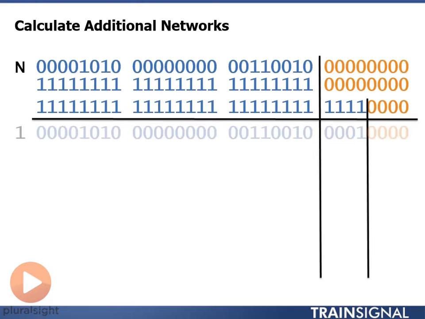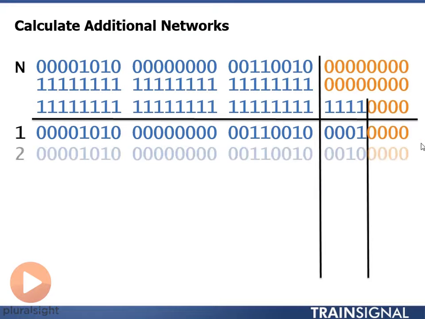I can then calculate additional networks. So here I'm going to calculate network 1. Now I have 4 bits in my borrowed section here. So I yank those 4 bits out. I convert 1 to binary. I put it in those 4 bits, and then I stick those back in the address. So 0001, those 4 bits are equivalent to 1 in decimal. To calculate the network address, I put all zeros in the host portion.